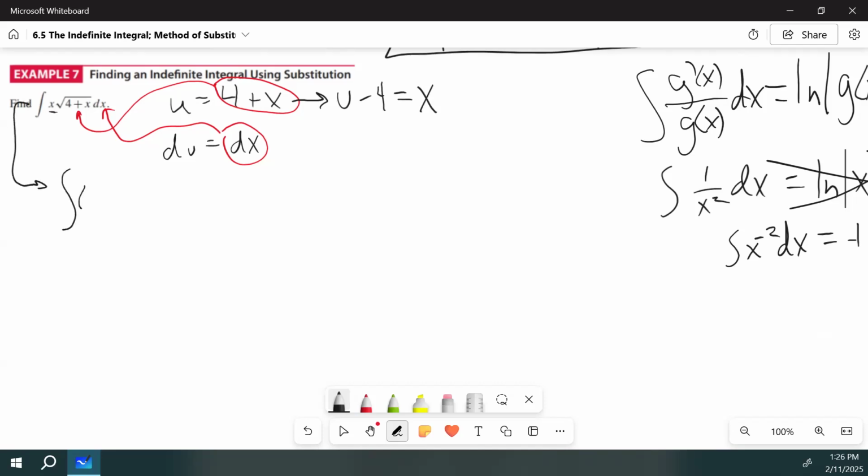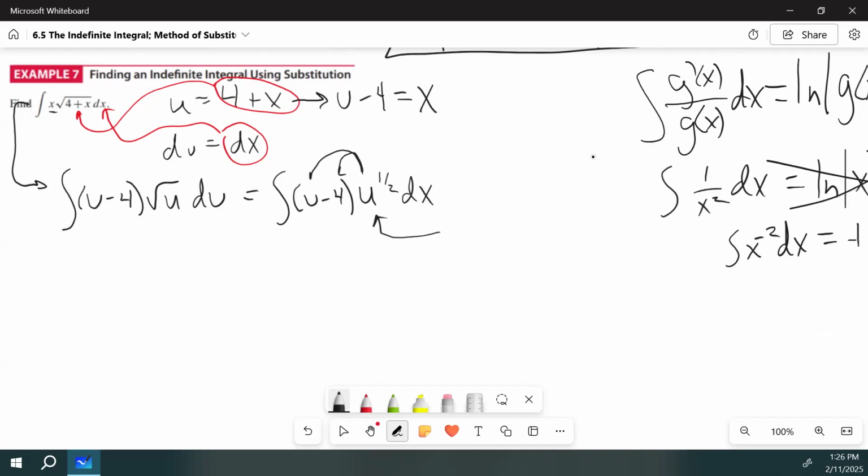Now we can substitute everything. This becomes the integral of u minus 4, make sure you put parentheses, square root of u du. All right, so u minus 4. And you might be thinking, well, all that does is just kind of rearrange it. You still have the same level of complexity. Well, the nice thing is now the square root is just on the u, and I can now distribute the u to the 1/2. So this would be, remember, this is understood to have an exponent of 1, so u to the 3/2 minus 4u to the 1/2 du.